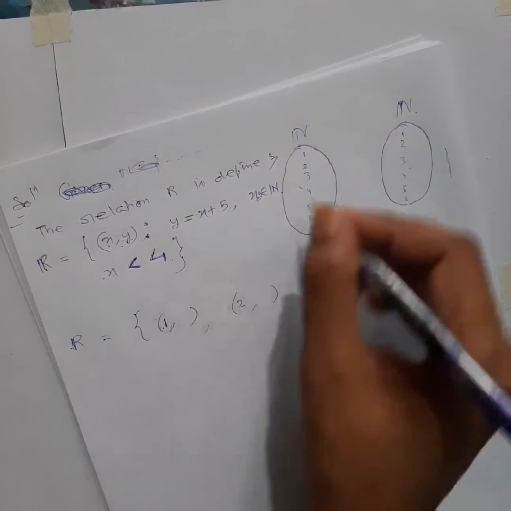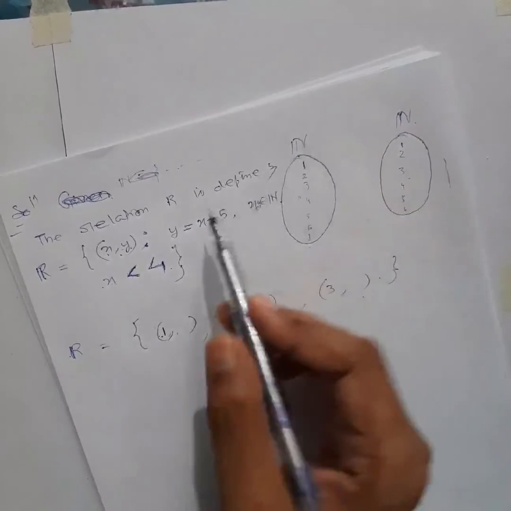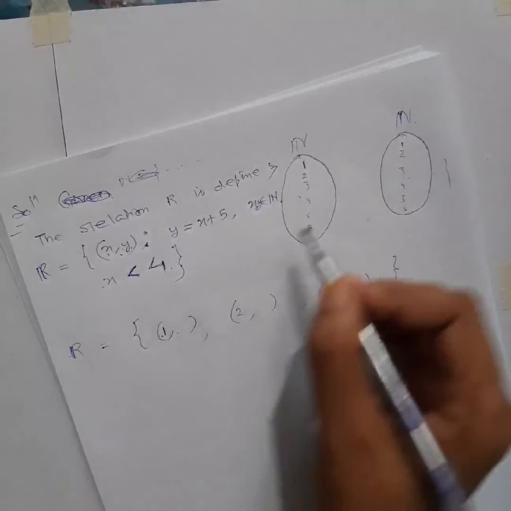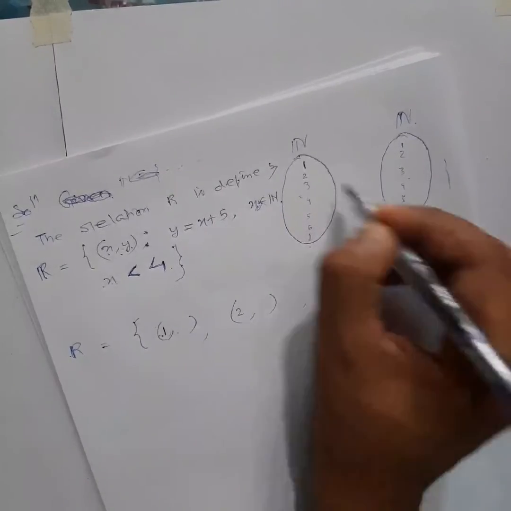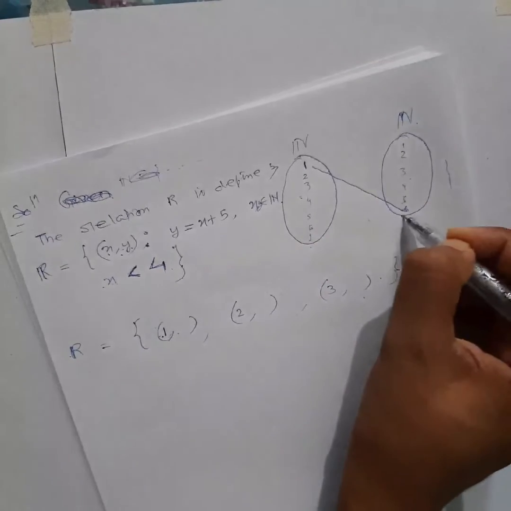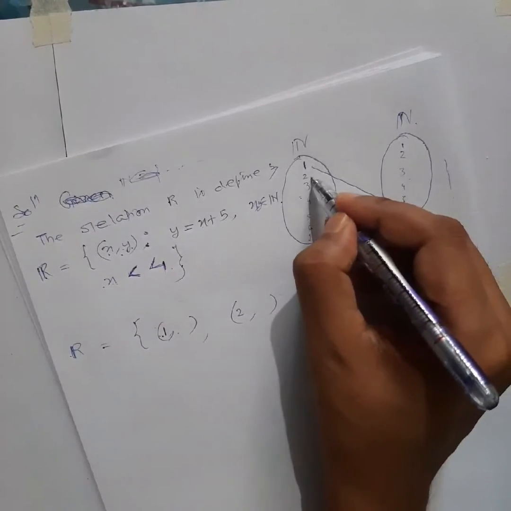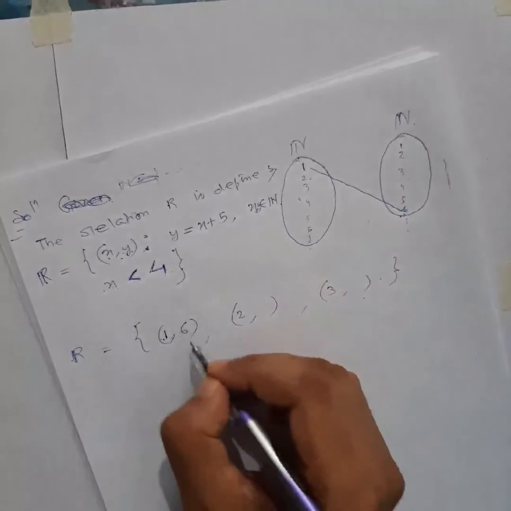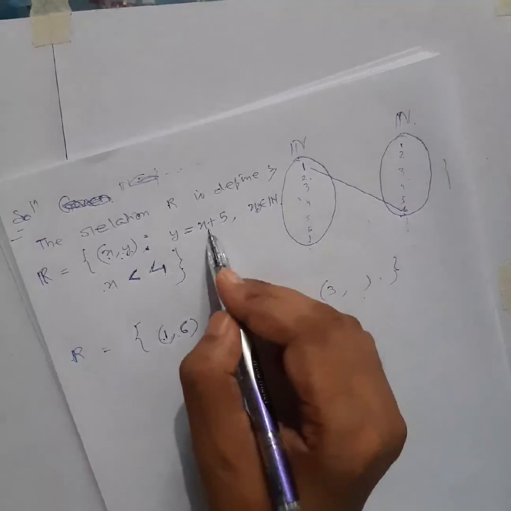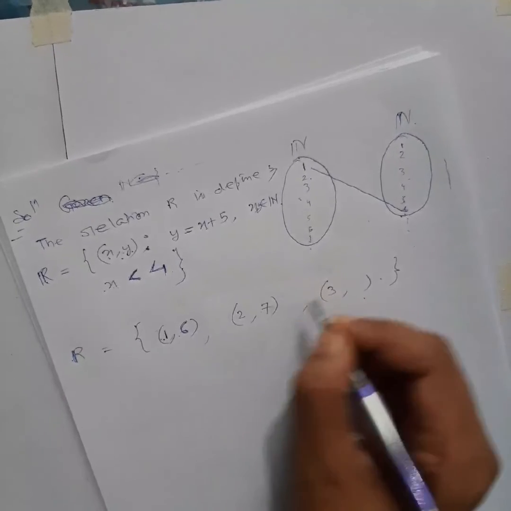Now see, if I take 1, what will be the image of 1? So use the relation here. If I take 1, y will be 6. Y will be 6 here, okay? Next, if x is 2 I can take, so here I will write 6. If I take 2, y will be how much? 2 plus 5, 7. 7 is also there, right?